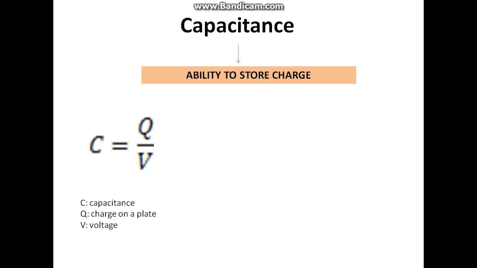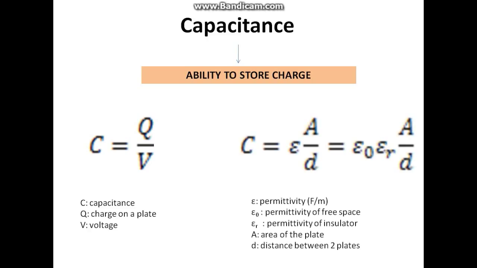However, the factors that affect the capacitance are the area of the plate, the distance between the two plates, and the permittivity of the insulator. The equation is C equals epsilon 0 times epsilon R times A over D.